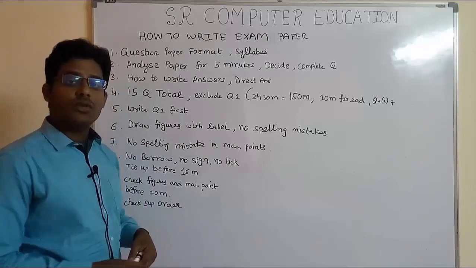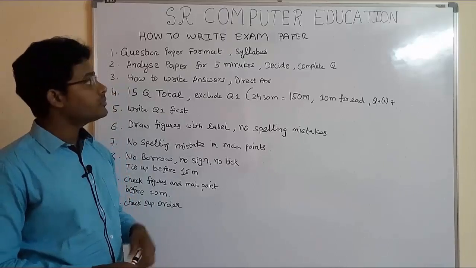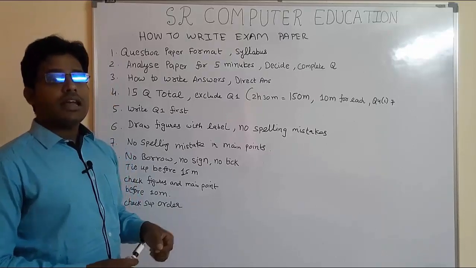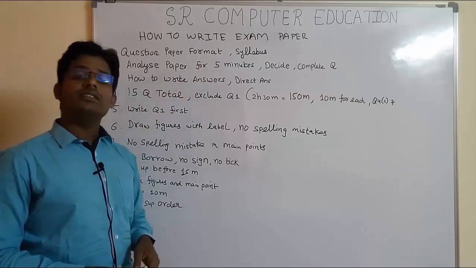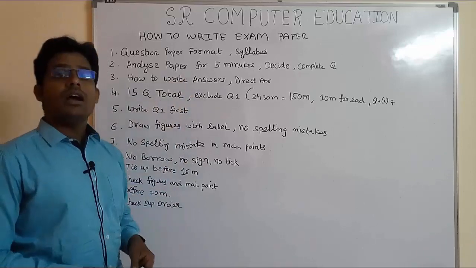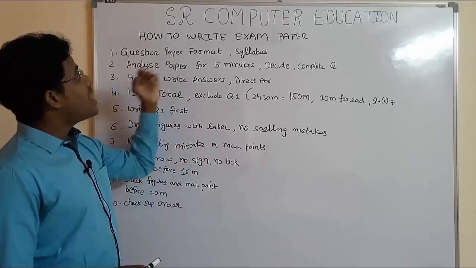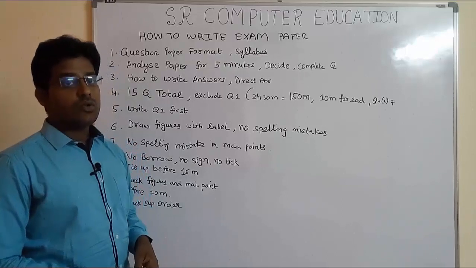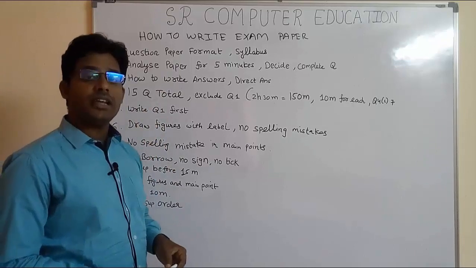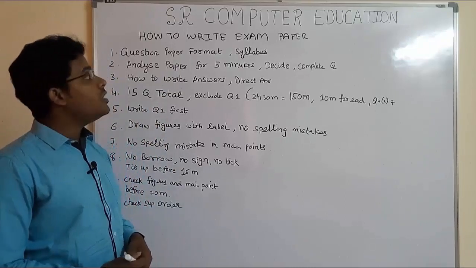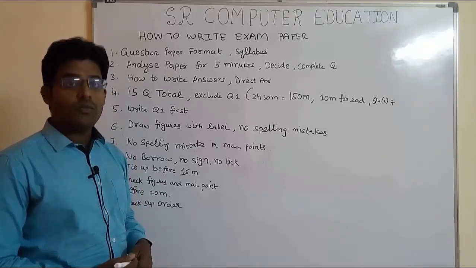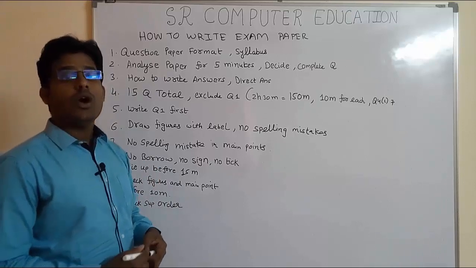Suppose there are 5 units, unit 1, unit 2, 3, 4, 5. Unit 1 carries 10 marks, Unit 2 carries 18 marks, Unit 3 carries some marks. So in the syllabus, it is very clearly mentioned by the syllabus committee about the marks for each unit. So while studying for examination, you have to go through the syllabus weightage of each unit, which will help you to decide where you have to focus more, for which chapter or which unit you have to give more time.